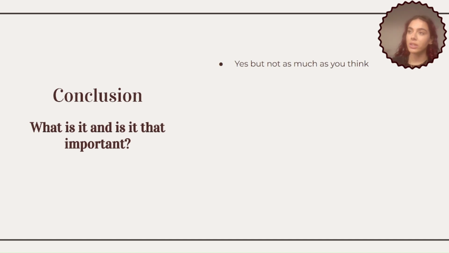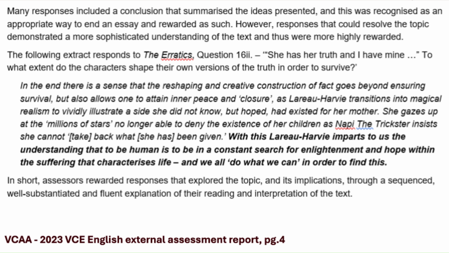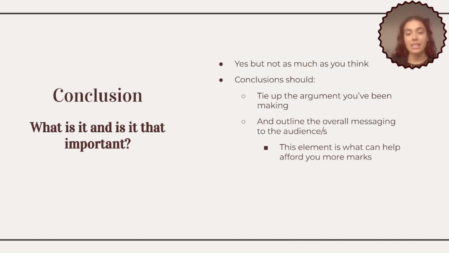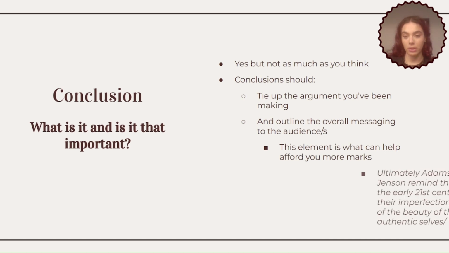All right, have a look at the 2023 examiner's report. There is a fantastic example in there, writing in response to the erratics. So, conclusions should tie up the argument you've been making, outline overall messaging to the audience or audiences, and this is the part that I was saying before that can afford you more marks, all right? What is the overall thing that we as the audience are taking? We as the audience, as there can be multiple audiences. What are we taking away from this text? And obviously connect that to the topic.